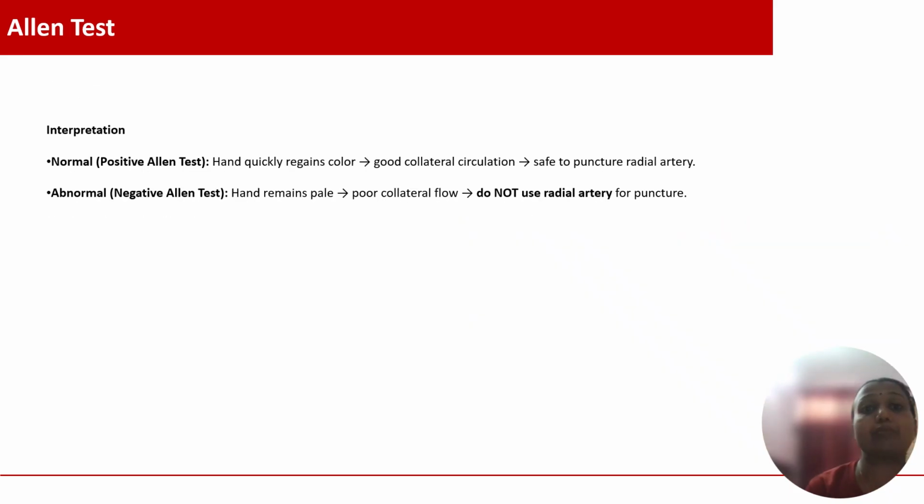So this is the simple manual test we are using. Normal, that is a positive Allen test: the hand quickly regains color, good collateral circulation, safe to puncture the radial artery. If it is abnormal, that is a negative Allen test: the hand remains pale, poor collateral flow. So we should not use the radial artery for puncture. If the ulnar artery does not have sufficient collateral flow, we don't go for the radial artery puncture. For that, we are doing the simple Allen test procedure.